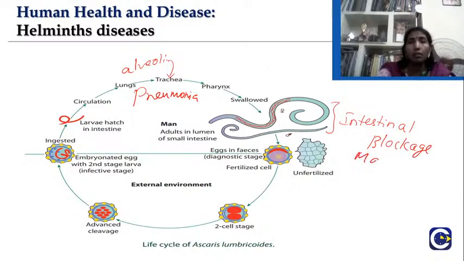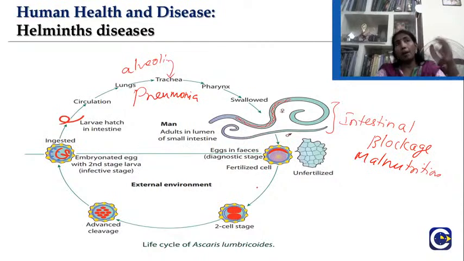Okay, what about these wandering worms, the smaller ones? They can affect the liver also. So they will be passing eggs in the stool, around some thousands. It's not a joke, they'll have thousands of eggs being excreted out, and when those eggs hatch, what happens? Again, that fertilized cell will be coming out, then 2 cell stage, then they have a lot of cleavages, and again from them the larva, the embryonated egg with second stage larva, will come out. So this is the life cycle of Ascaris lumbricoides.